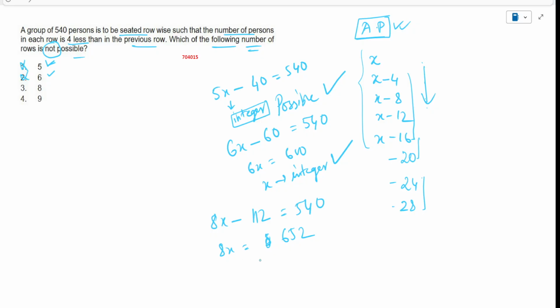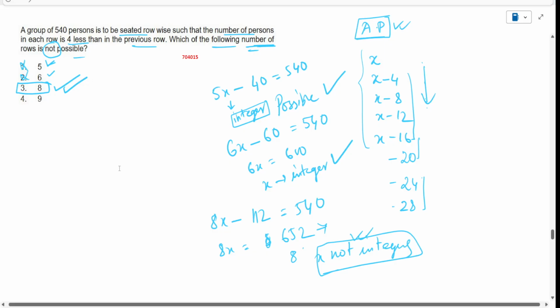So is x an integer or not? 8 8 is a 64, 1 2, not. So in this case, x is not an integer. Because why must x be an integer? It should be an integer, because the number of rows obviously is in integer format, that is an integer number. Therefore it is not possible. Therefore the answer is option 3. We don't need to check further.